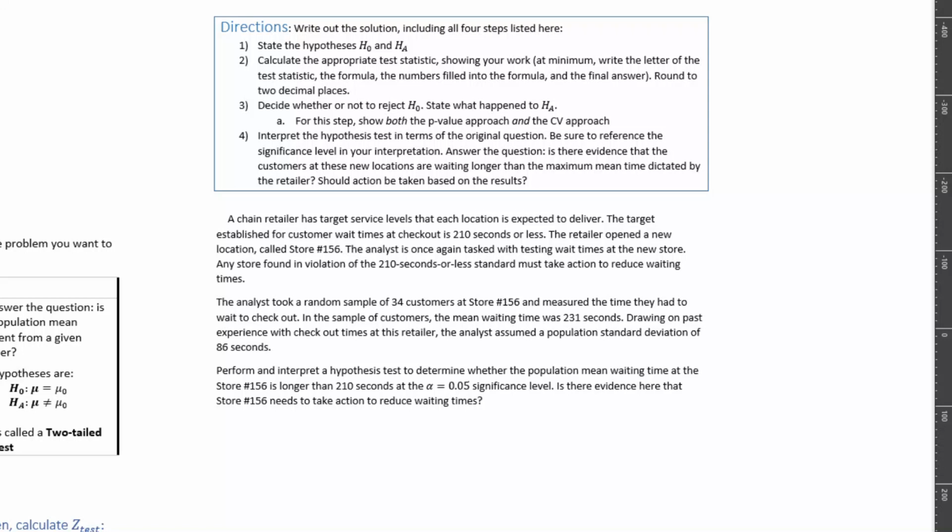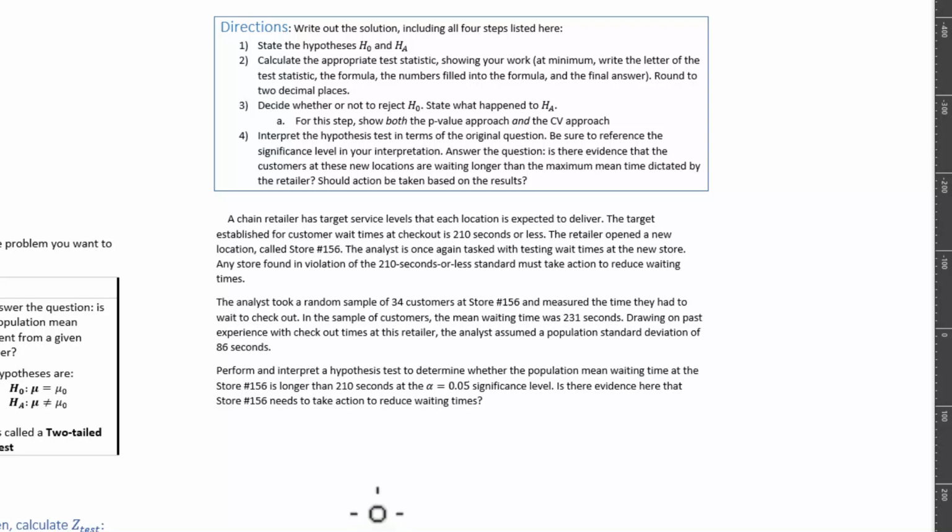The analyst took a random sample of 34 customers at store number 156 and measured the time they had to wait to check out. In the sample of customers, the mean waiting time was 231 seconds. Drawing on past experience with checkout times at this retailer, the analyst assumed a population standard deviation of 86 seconds. Perform and interpret a hypothesis test to determine whether the population mean waiting time at store number 156 is longer than 210 seconds at the alpha equals 0.05 significance level. Is there evidence here that store number 156 needs to take action to reduce waiting times?